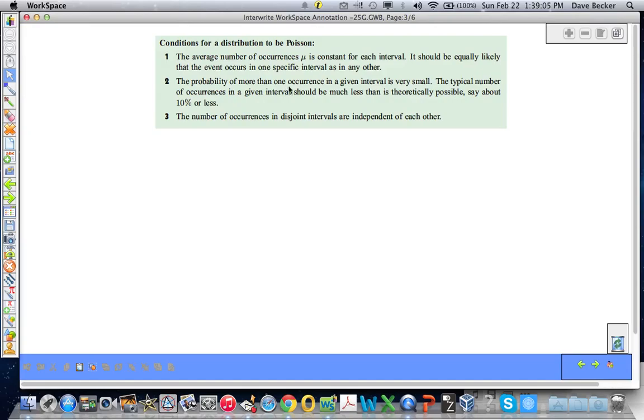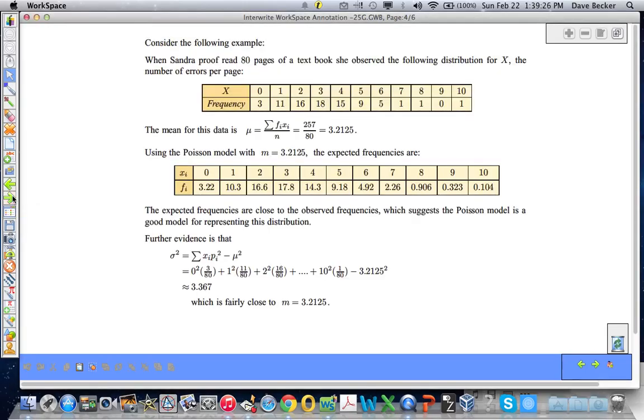And then the probability of more than one occurrence in a given interval is very small, and the number of occurrences in disjoint intervals are independent of each other. So if 3 million cars pass during hour 1, that doesn't affect the number that pass through the intersection in hour number 2. So let's just kind of walk through something here.